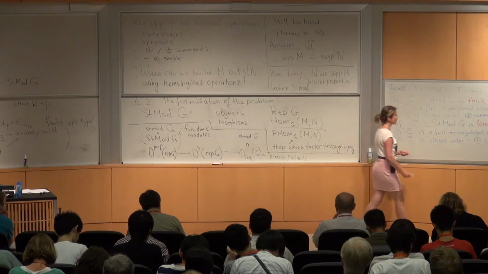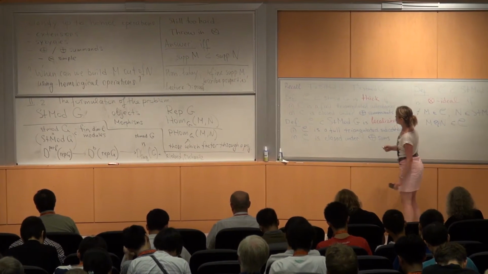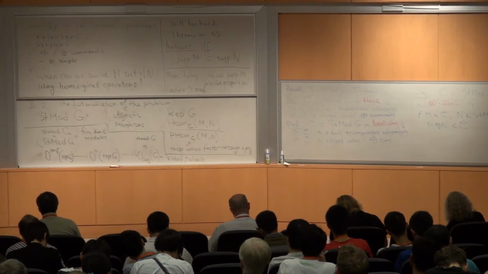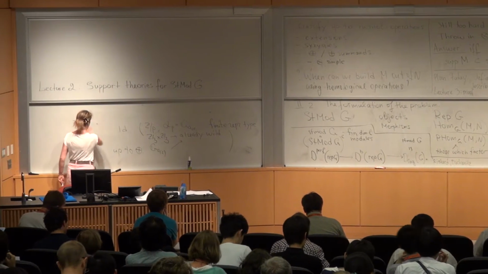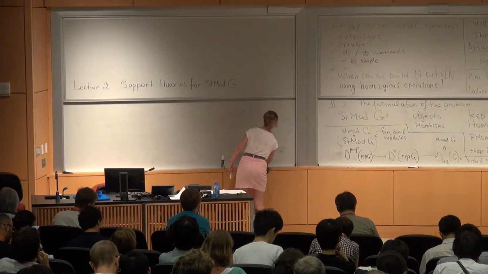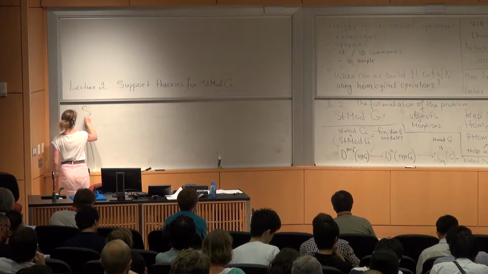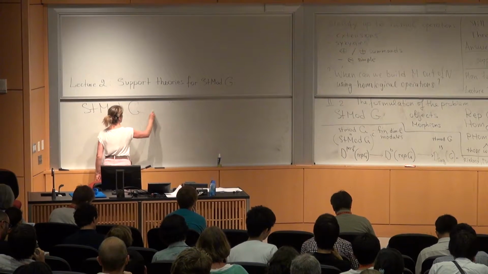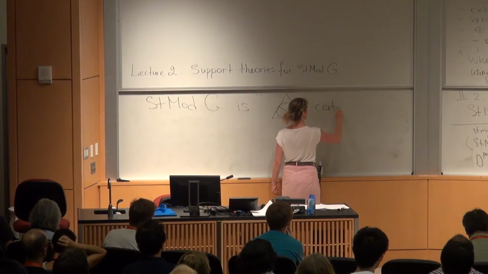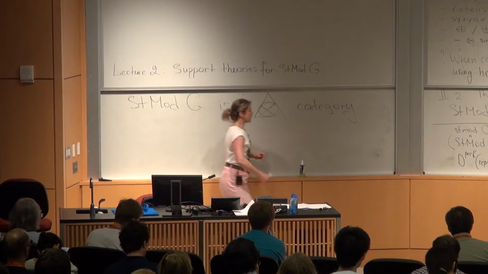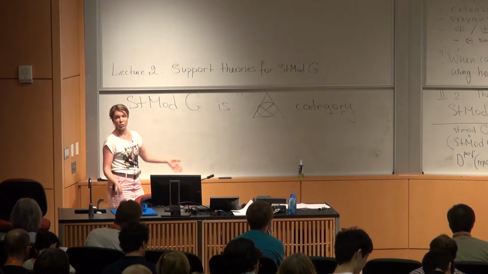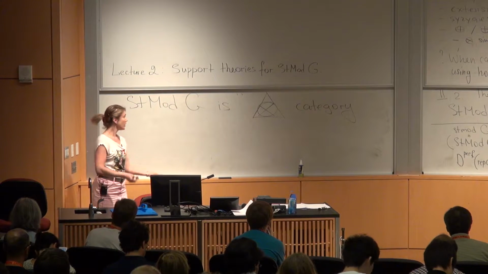This category is tensor triangulated, and Leo gave us a definition of what that means. I'm going to use this notation for tensor triangulated. So it has the triangulated structure and the tensor structure, and they're compatible. The tensor structure is the same as for representations: you have two representations, you tensor them over K. It descends to here.